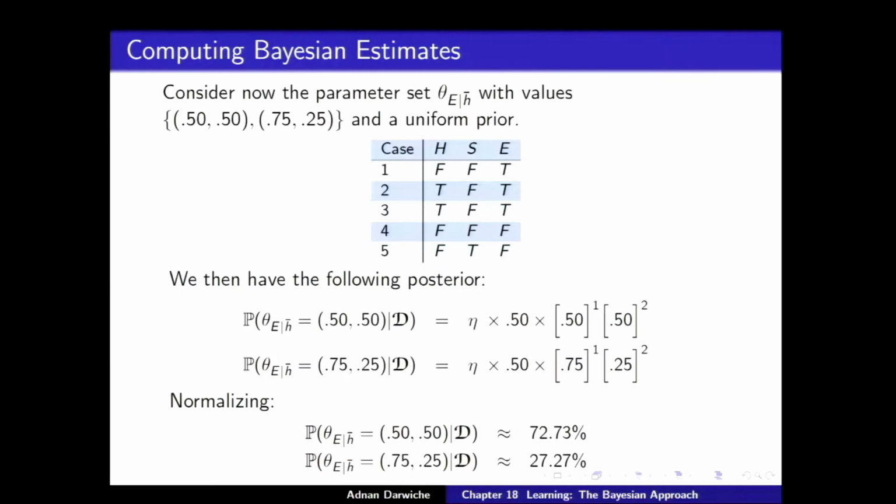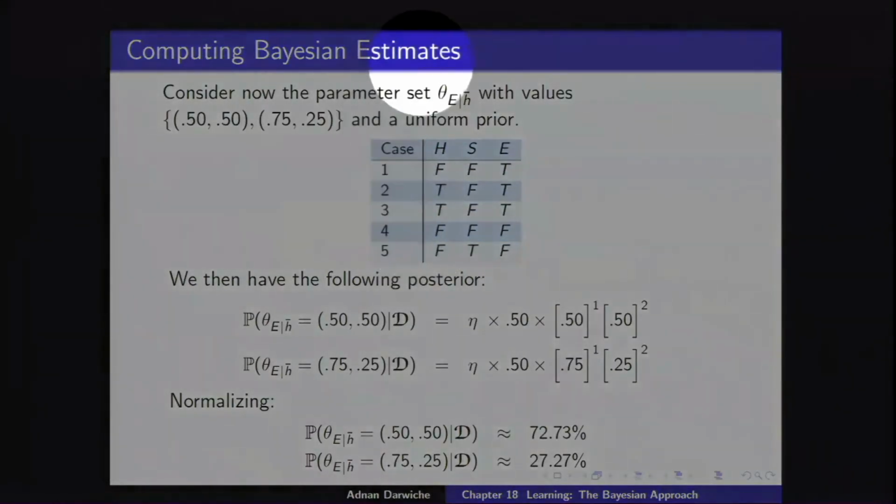Let's see a concrete example. Okay, here it is. We're talking about this parameter set. It had two values, either 50-50 or 75-25. These are the two guys, right? And the prior was uniform. So 50% over this, 50% over that. Okay, so these are the two. Here's the data set. Now I want to compute the posterior on this guy, given this data set, and assuming the prior was uniform.